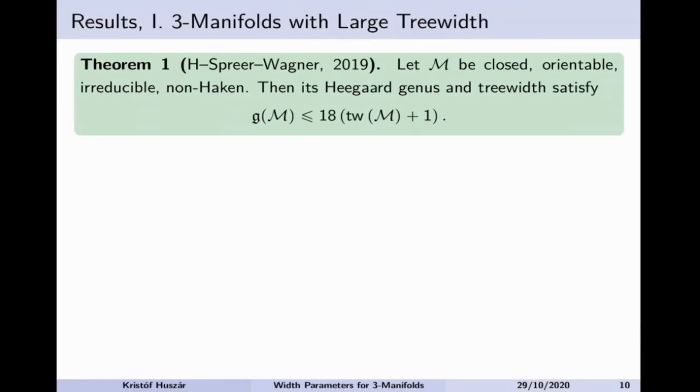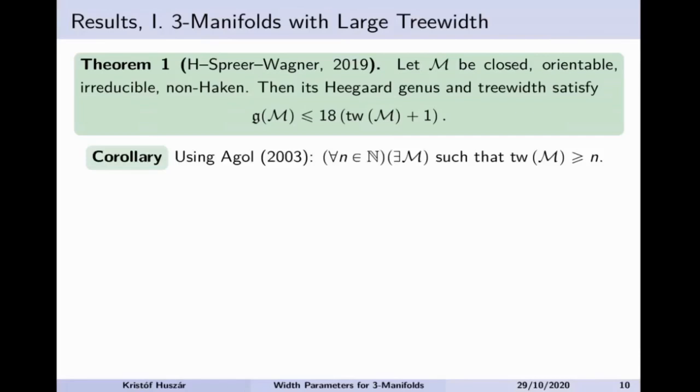Namely, the Heegaard genus is at most 18 times the treewidth plus 1. If you know what a non-Haken three-manifold is, then it's of course great. If you don't know, that's also fine for now. What enables us to apply this result is another result by Agol, who showed at the beginning of the 21st century that there exist precisely such three-manifolds. I mean, closed, orientable, irreducible, and importantly, non-Haken three-manifolds that have arbitrarily large Heegaard genus.